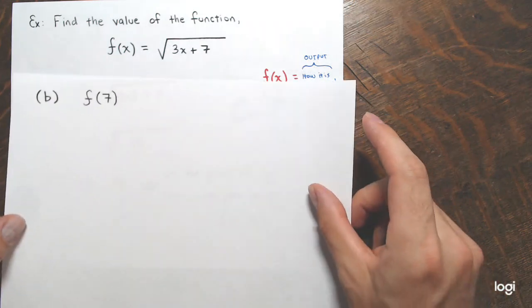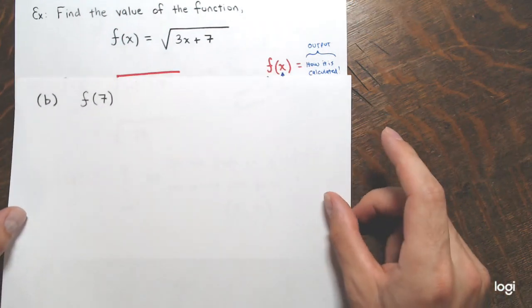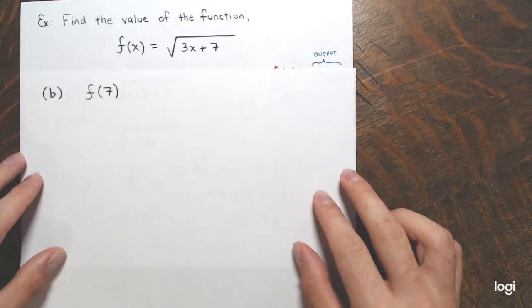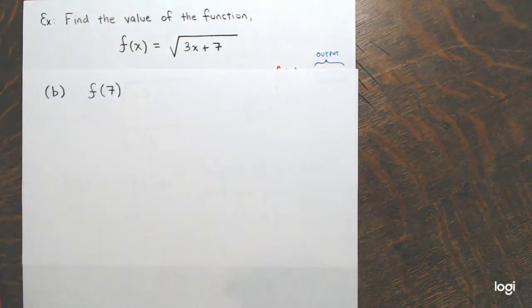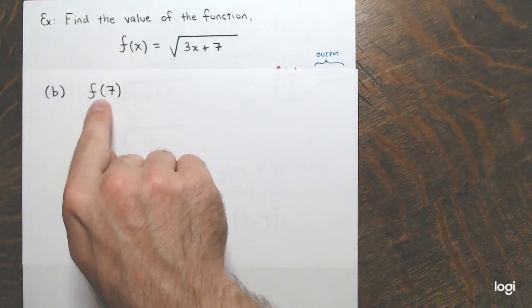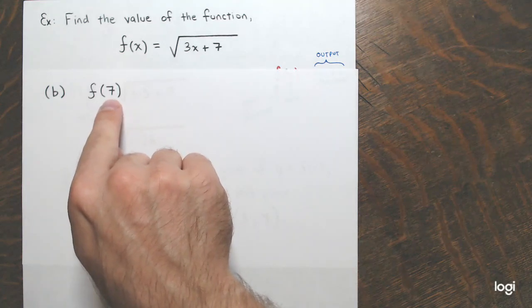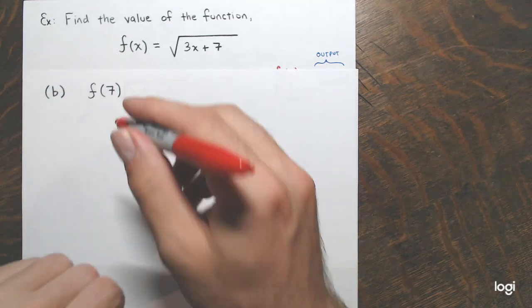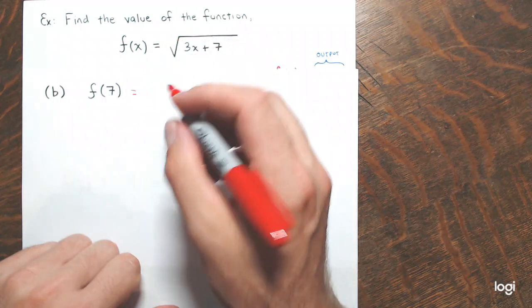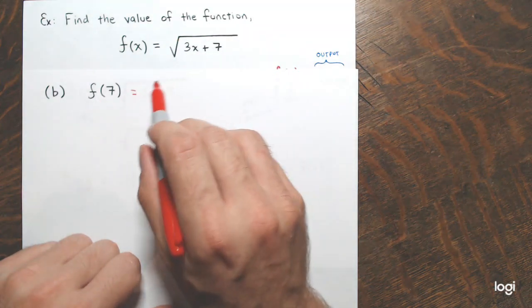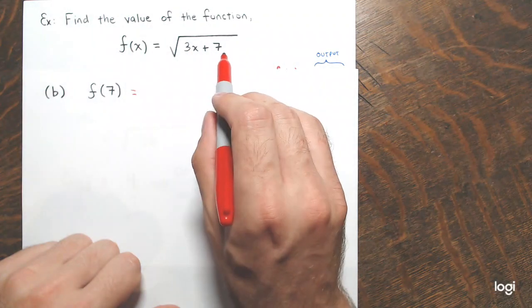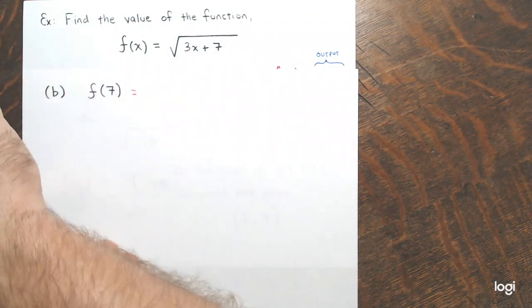Part B is simply: take the same function. It's f of x equals the square root of 3x plus 7 yet again. And what is now the value of f at the input of 7? So I did the same thing as I did with the 3. Input 7, and then f of 7 equals the output, and this rule is telling me how to calculate the output.